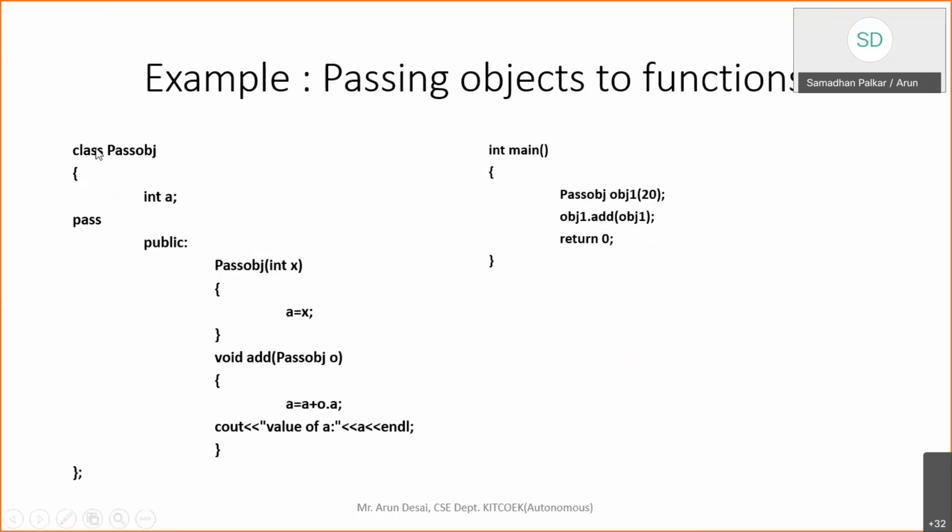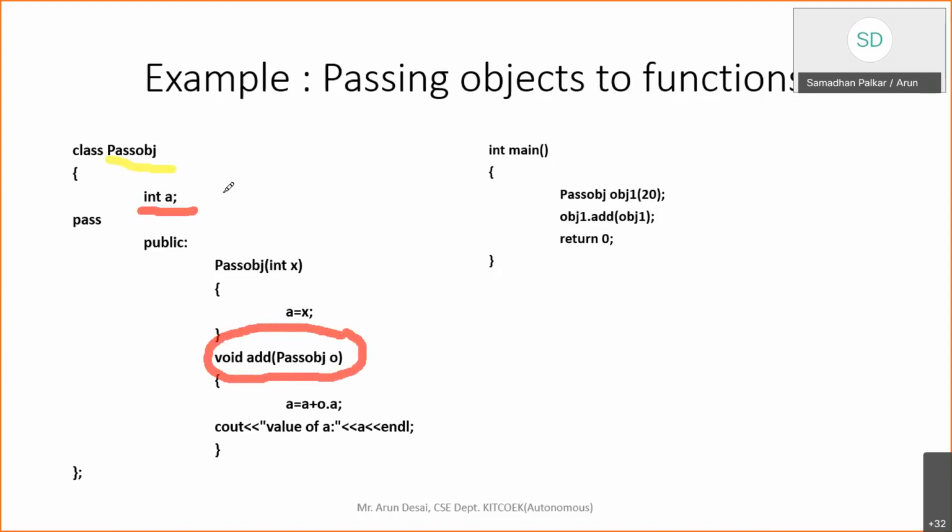A class called pass object is there. Then this is the function. Actually, I'm going to pass the object as a parameter to the function. The object of the same class is passed as a parameter. So what this object holds is the value of a here.